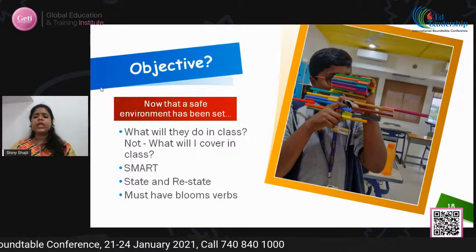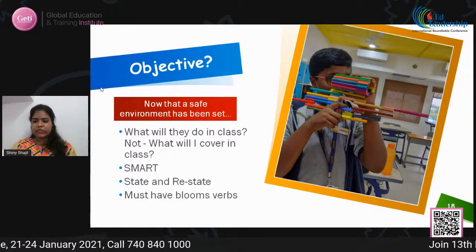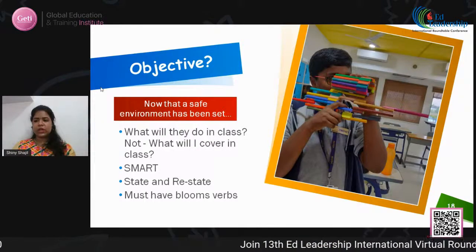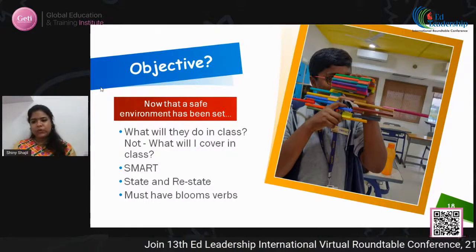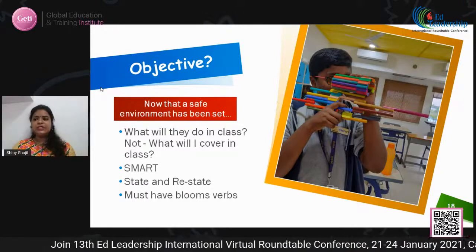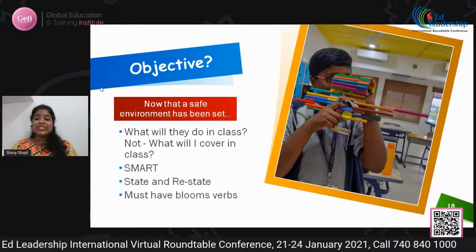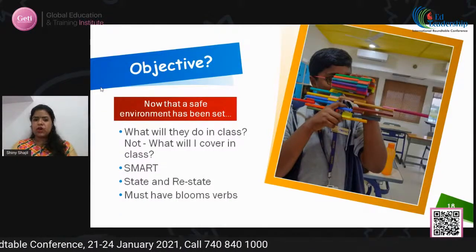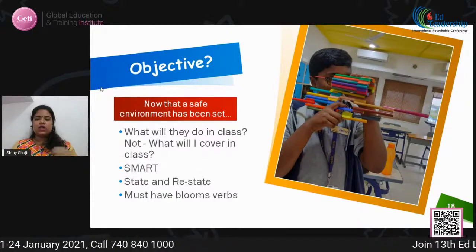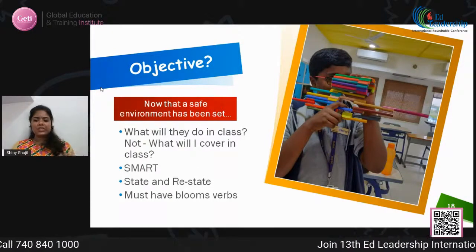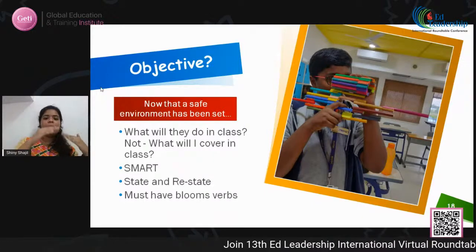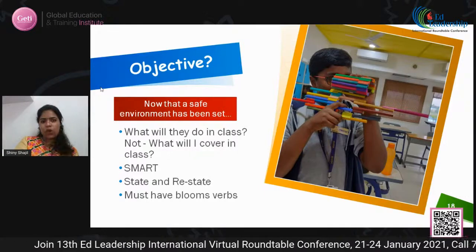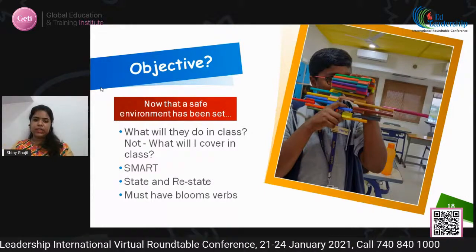Now, while constructing the learning objective, you should also ensure that they have Bloom's verbs in them. All of you will know who is Bloom and the verbs. So it is also important for you to construct your objective from LOTS to HOTS. Okay. So what is LOTS to HOTS? LOTS is lower order thinking skills and HOTS is higher order thinking skills. So you have to make your learning objective in such a way that there are lower order thinking skills moving up to higher order thinking skills.